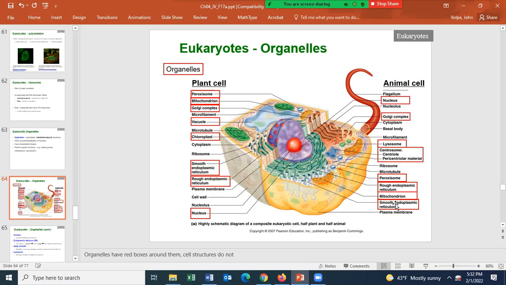All right, let's talk about some of the organelles we find in eukaryotic cells. Most of the organelles are found in both plant cells and animal cells, but there are some, like the chloroplast, which is only found in green plant cells. And there's one, the centrosome, which is only found in an animal cell. It's not found in the plant cell.